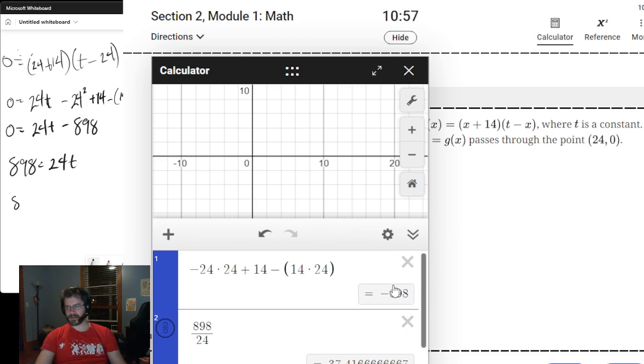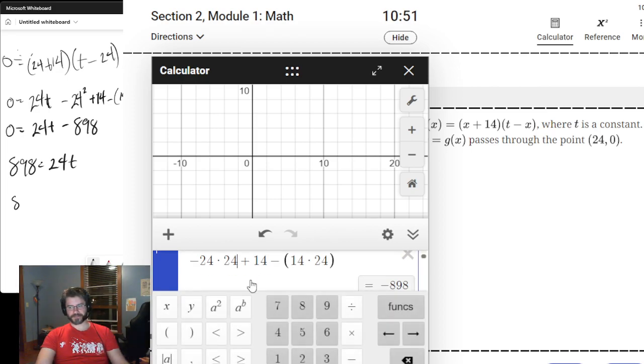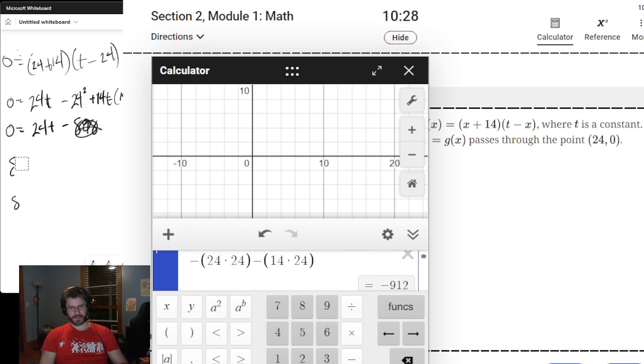some decimal, 37. That doesn't seem right. Usually you're not going to get decimal stuff here. Let's make sure we've got all our stuff here. 24t minus 24 squared plus 14t. Oh, that's supposed to have a t on it, so that is not right. Get rid of that. Okay, back up. Goes to show you that even I will make mistakes, but I'm going to catch them. I'm checking my work as I go along. I'm not really worrying about the time. Keep in mind, we've got plenty of time.